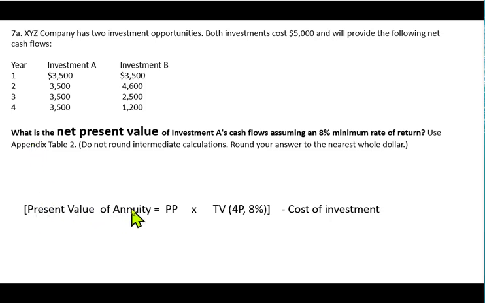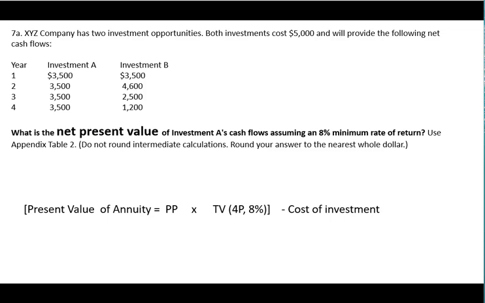So you're going to take the present value, and that's what we're looking at here, the present value of an annuity, which is going to be the periodic payment, which is $3,500, times the table value based on 4 periods at 8% interest, which is what the 8% return was. And then when we get that number, we're going to subtract it from the cost of the investment, which is $5,000. And if it's a positive number, it's going to be a positive net present value. If it's a negative number, it's going to be a negative net present value.